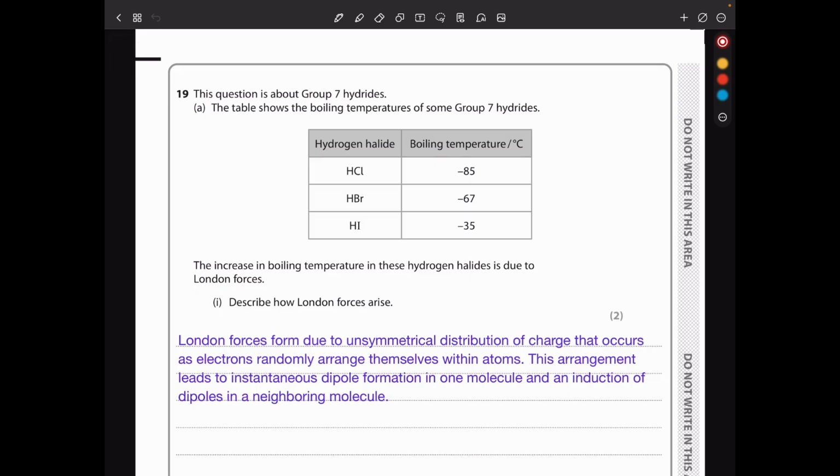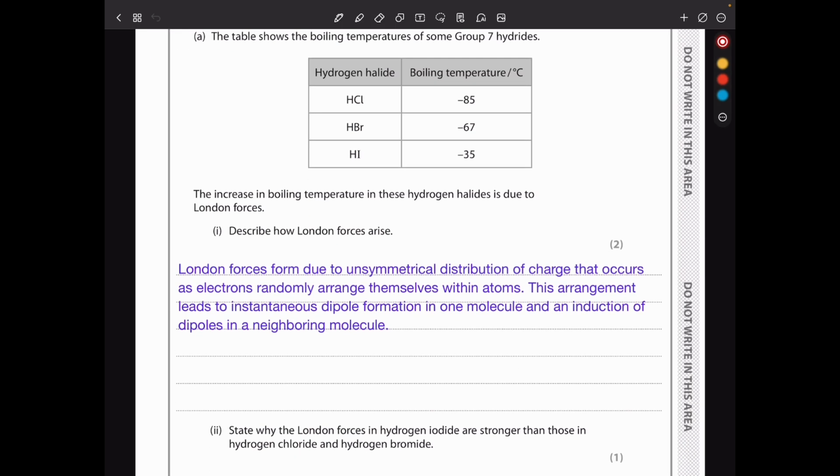Next, they say this question is about group 7 halides. The table shows the boiling temperatures of some group 7 halides. The increase in boiling temperature in these hydrogen halides is due to London forces. Describe how London forces arise.